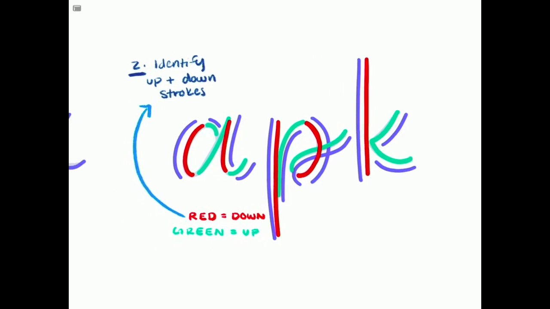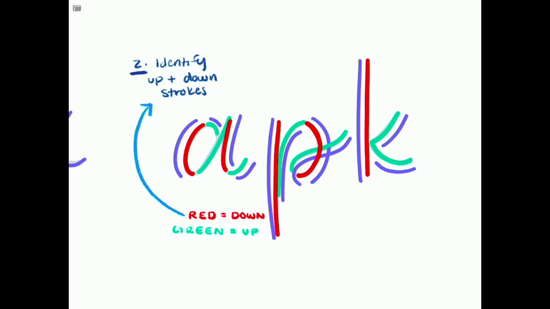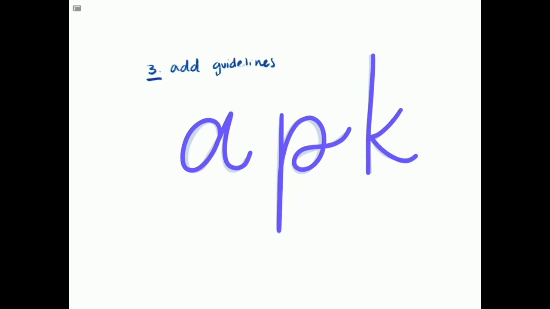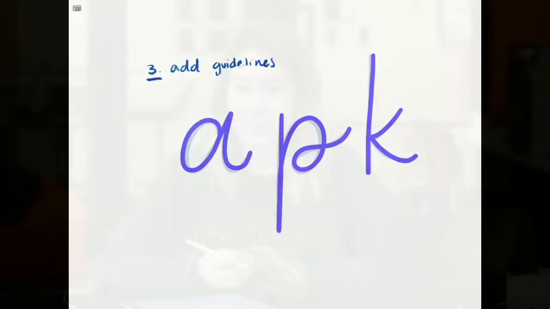All right. So now that we've identified some up and down strokes, I'm going to move on to adding guidelines. This is the part where you're going to learn how to letter, how to make your letters really pretty, and how to make them look thicker and fuller so that you can make your little sentences and all your fun paragraphs.